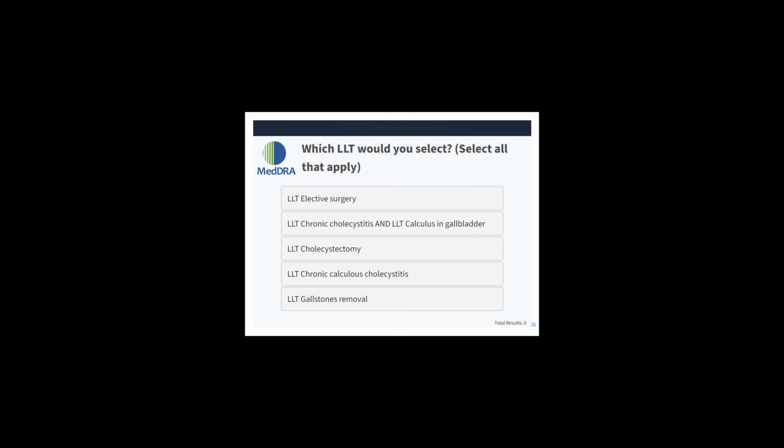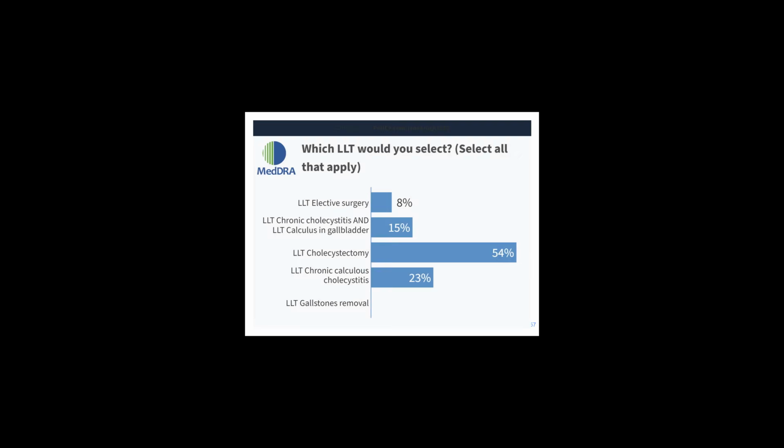Which LLT would you select? So select all that apply. Elective surgery, chronic cholecystitis and calculus in gallbladder, cholecystectomy, chronic calculus cholecystitis, or gallstones removal. What would you select? So many of you would, of course, choose cholecystectomy. This is the procedure.